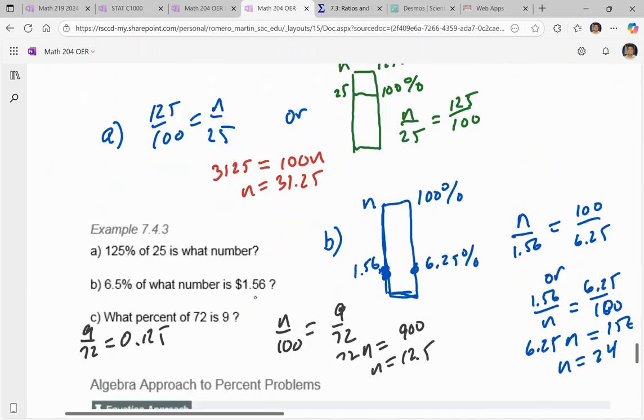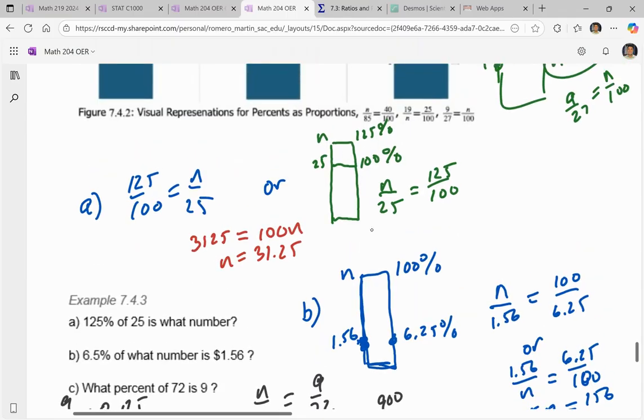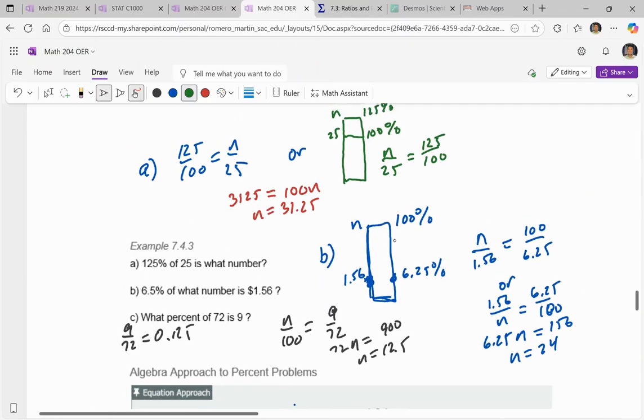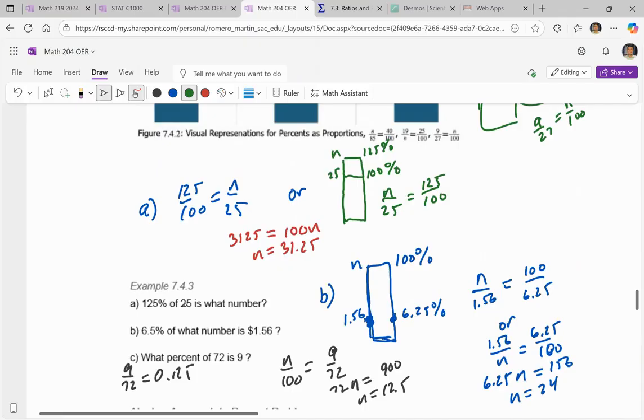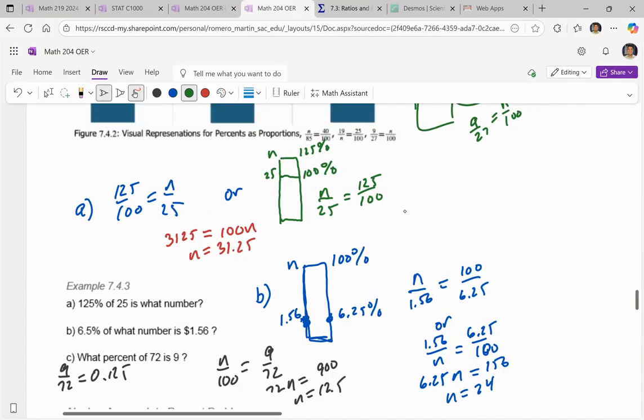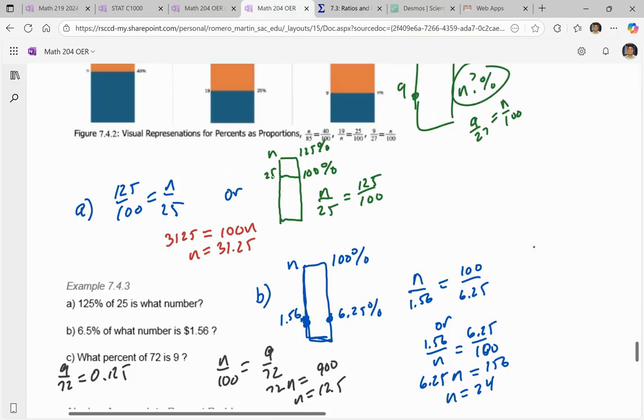So let's finish this example using that idea. You can see all these drawings here, so hopefully you can focus around it. 125% of 25 is what number? You can see here the 25 is the base, out of 100%. I'm looking for 125%, so that's above 100, and I'm trying to find the number that corresponds to it. It's like a ratio, that's what we're doing. n over 25 is 125 over 100. So we could solve the problem that way after you've drawn that out.